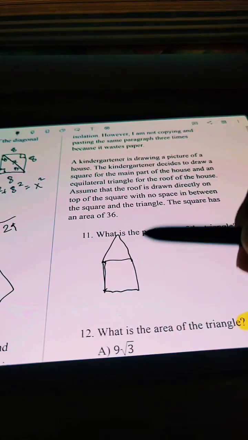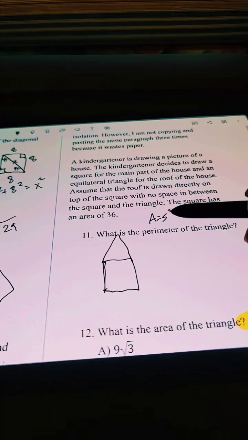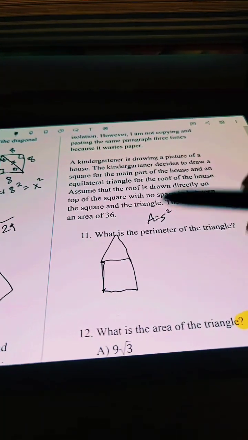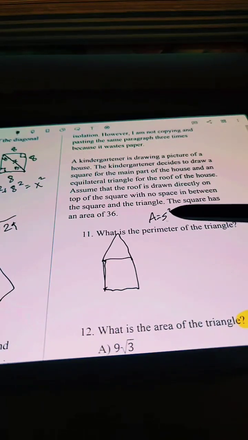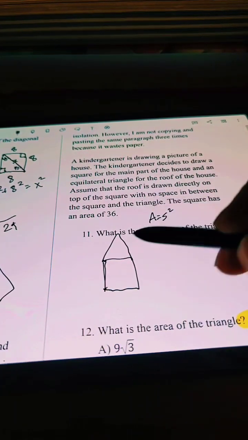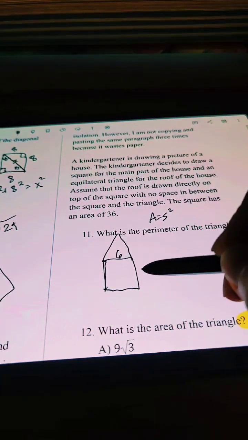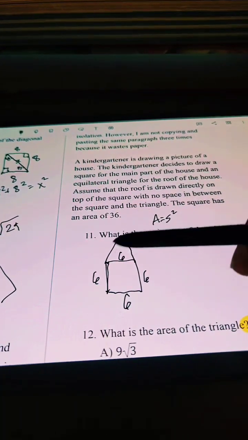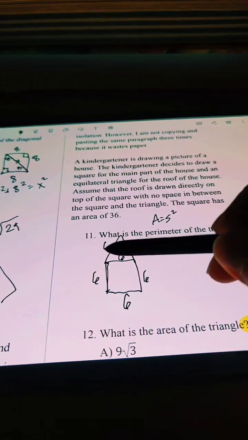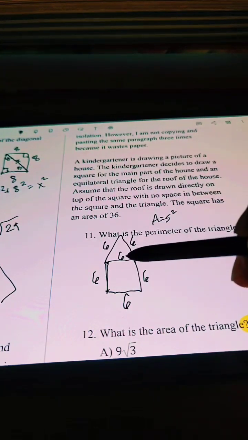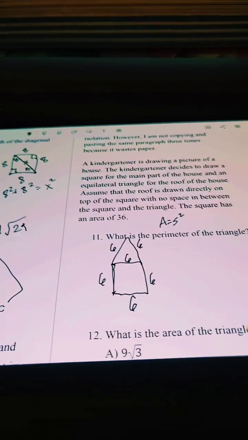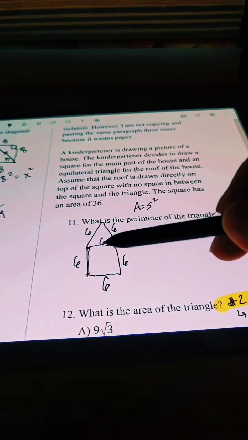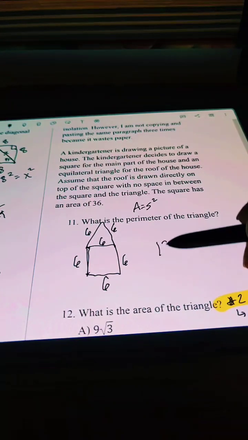So the area of a square is equal to the side length of that square squared. That means some number for the side length squared equals 36, meaning the side length must be 6 on every side for this square. And we know that the triangle up here is equilateral, meaning all the side lengths are equal. So the side length should also be 6 for that triangle up top. If we want to know the perimeter of the triangle, it would be 6 plus 6 plus 6, which is going to be 18.